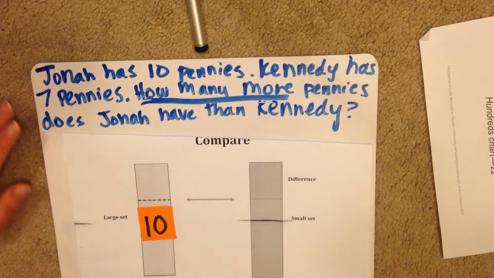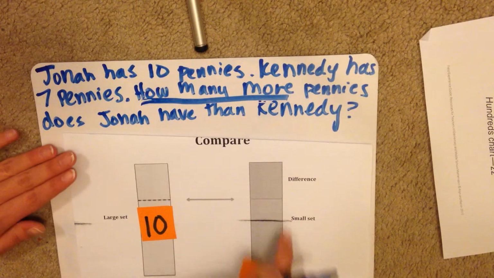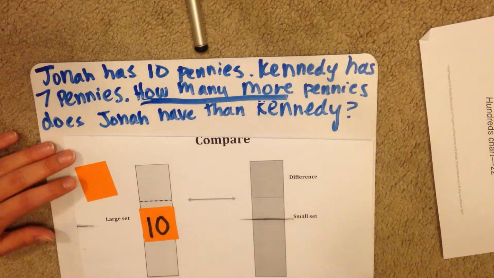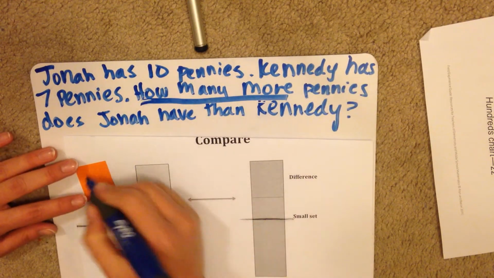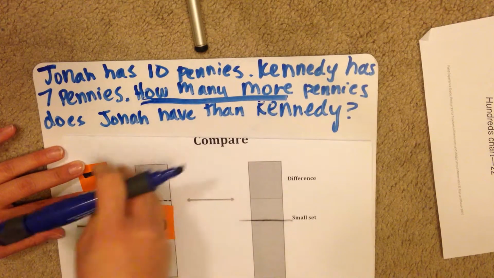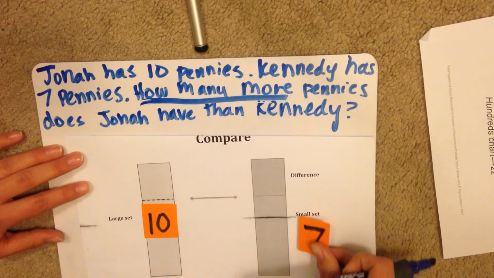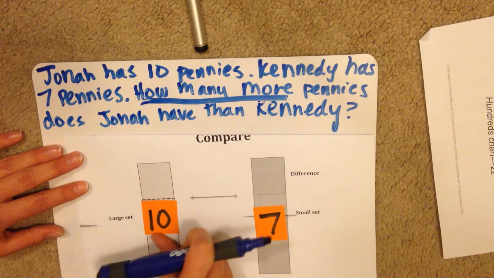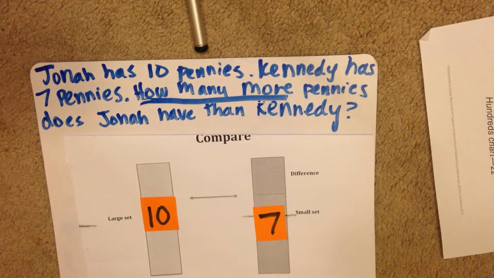Next, we need to go ahead and label our smaller set. Our smaller set goes down here. And since Noah's was 10, Kennedy's was 7, we know that the smaller set is Kennedy's 7 pennies. So let's go ahead and label this side 7. So now, since we know that Kennedy has 7, we can label the smaller set as 7.